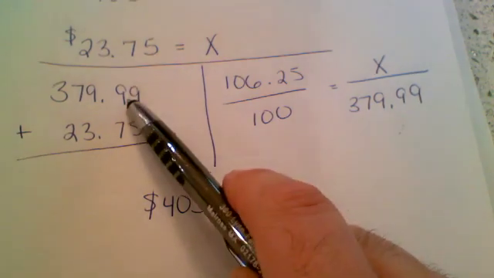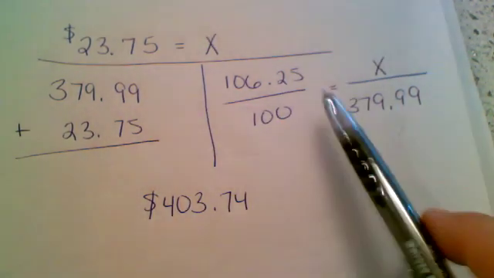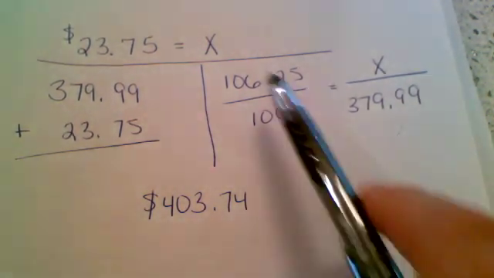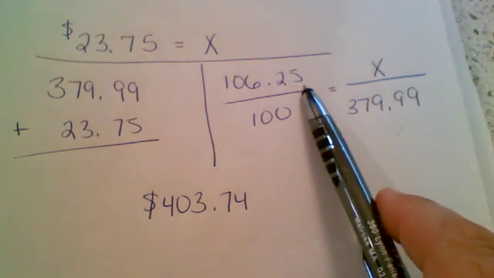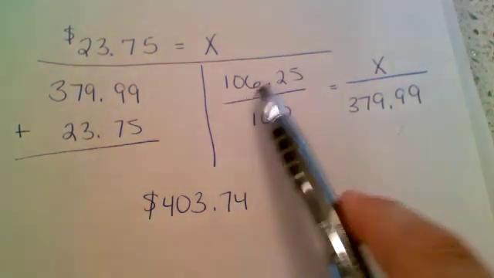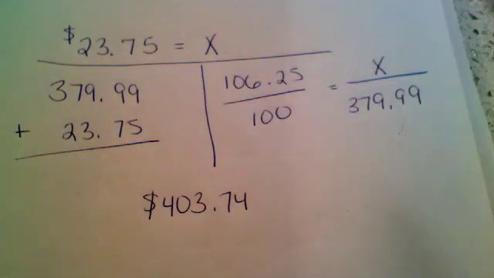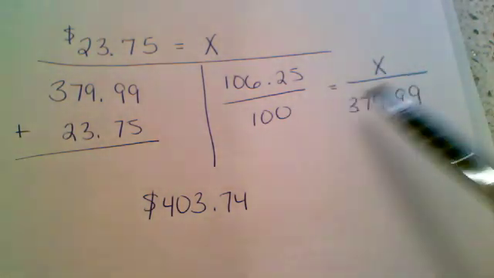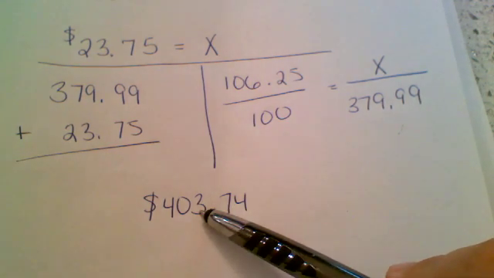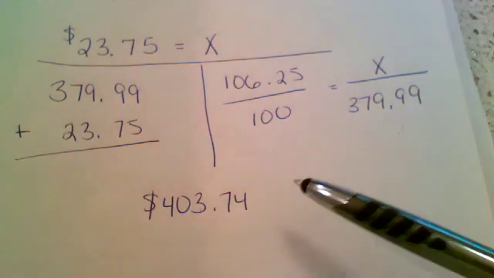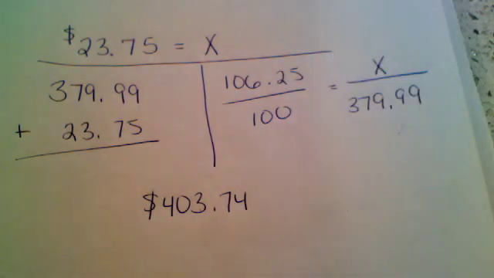So if this way makes sense to you, that's great. If this way makes sense to you, that's also great. This number up here is just the 100%, which is the original price, plus the 6.25, which is the tax. And when you solve it, the answer is the price plus the tax. So there's no extra step because you already did the adding here.